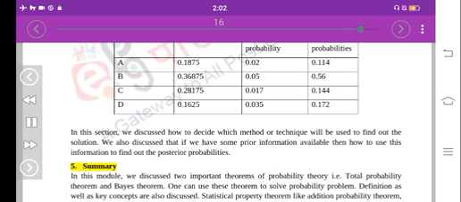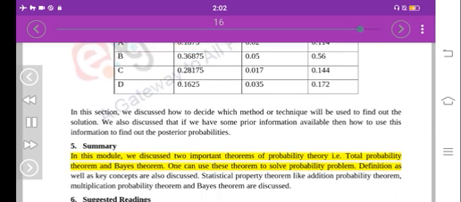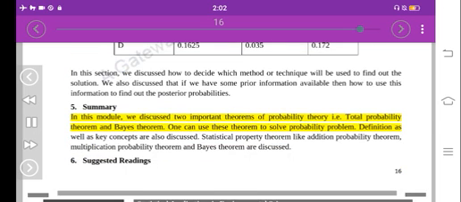Summary. In this module, we discussed 2 important theorems of probability theory, i.e., total probability theorem and Bayes' theorem. One can use these theorems to solve probability problems. Definitions as well as key concepts are also discussed. Statistical property theorems like addition probability theorem, multiplication probability theorem and Bayes' theorem are discussed.